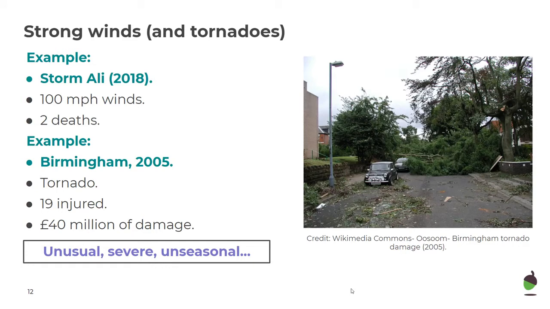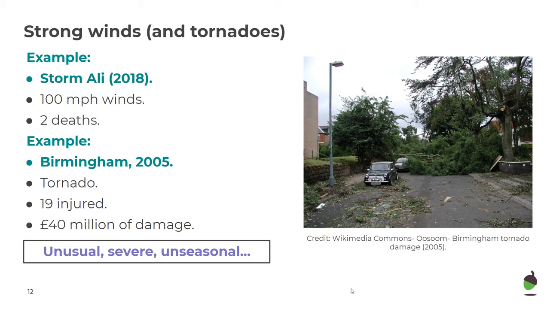So the first type of extreme weather that the UK experiences is strong winds and sometimes even tornadoes. For example, Storm Ali in 2018 brought 100-mile-an-hour winds to the UK, causing, sadly, 2 deaths. This was really quite severe.